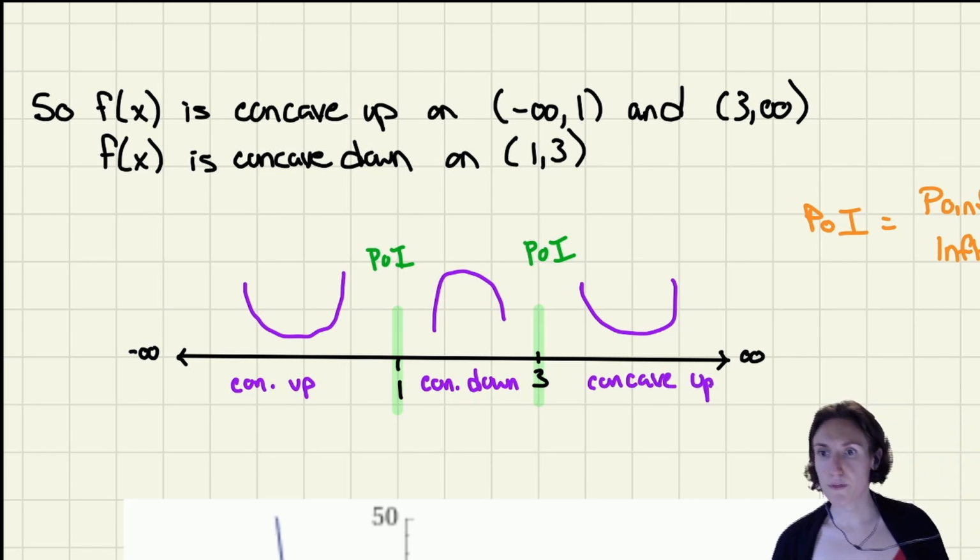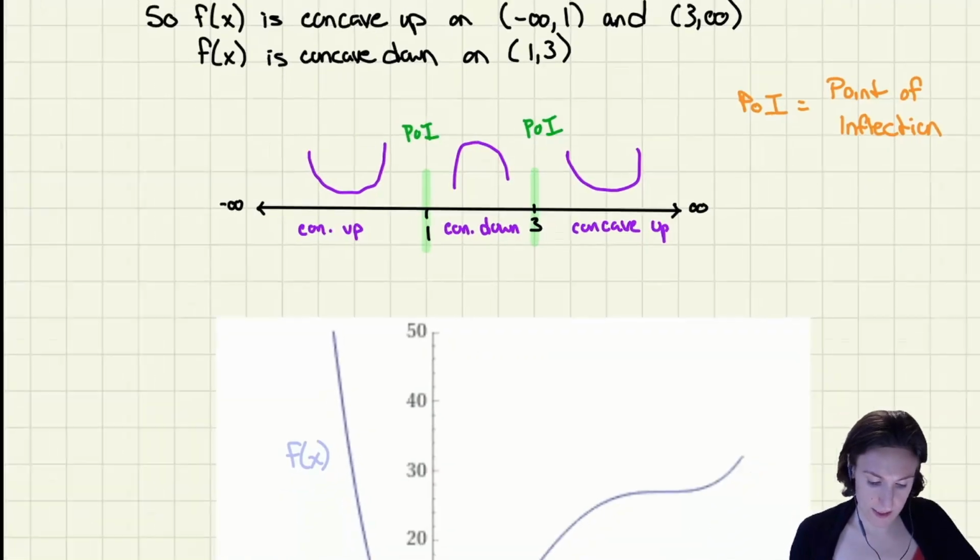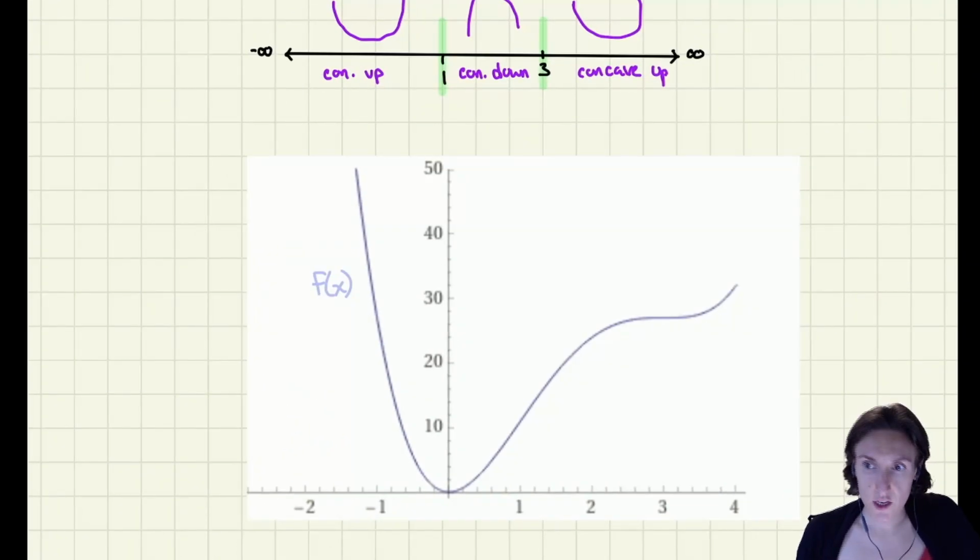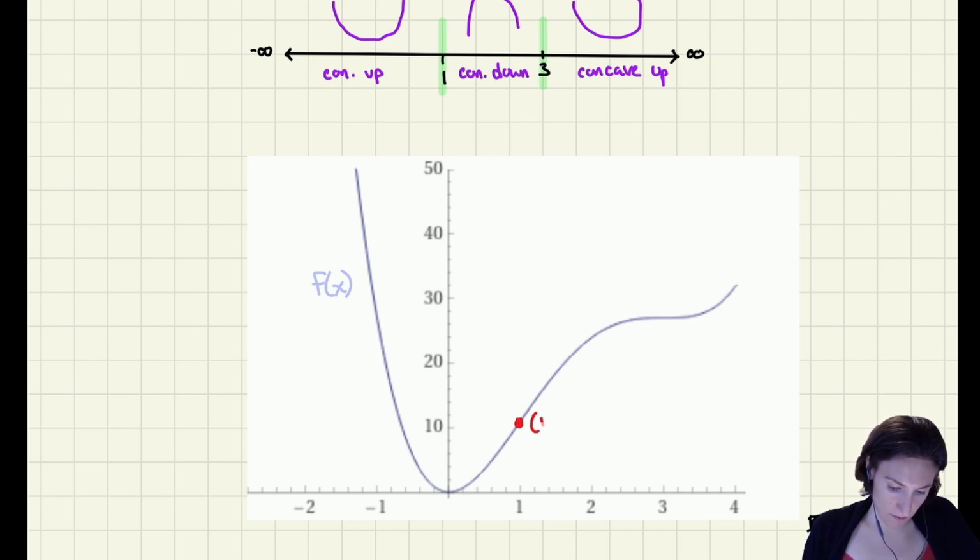And just to build some intuition, let's take a look at what the function is. So where are the points of inflection? Let me get red here. Oops, sorry. (1, 11), so roughly here. And then the other one was at (3, 27), so roughly here. And yeah, that makes sense.